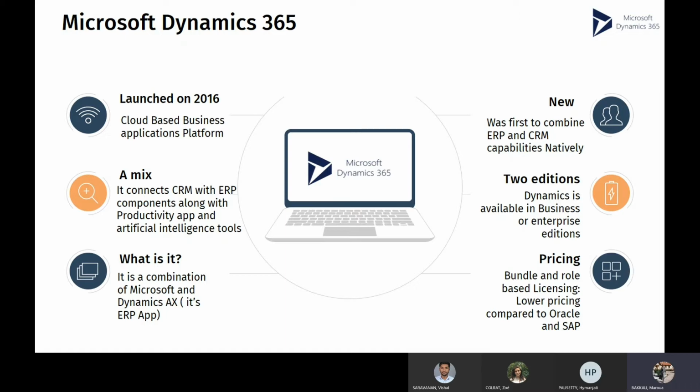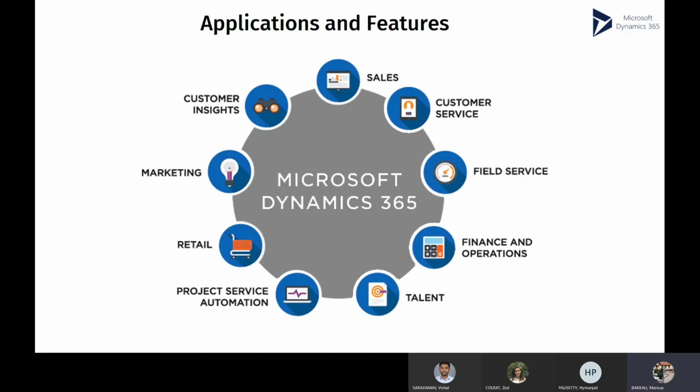As you can see on the screen, it has two main editions, which is the business edition and enterprise edition. And for the pricing, they have basically the bundle and the role-based licensing, which is used by most of the customers around the world. They have a lot of applications and features that can be chosen by the company. For example, they have the sales, the field service, finance and operations, in which they do scheduling, reporting, and the inventory management, and also supply chain management.